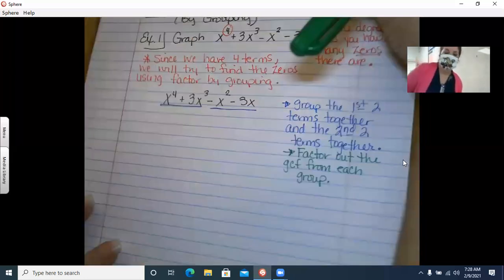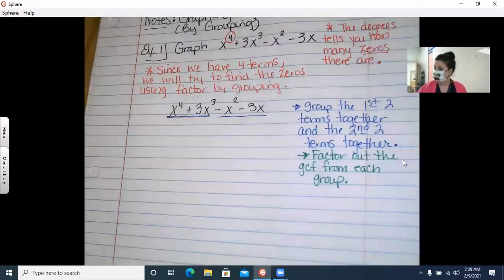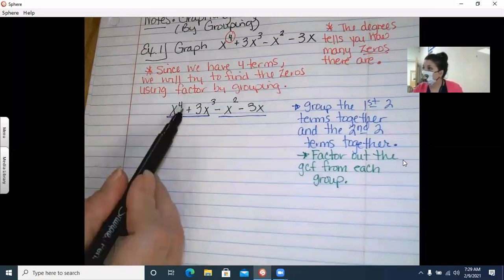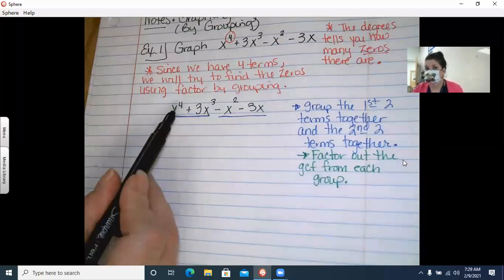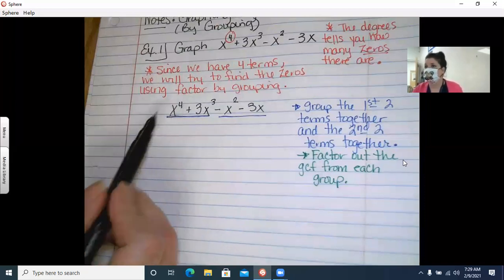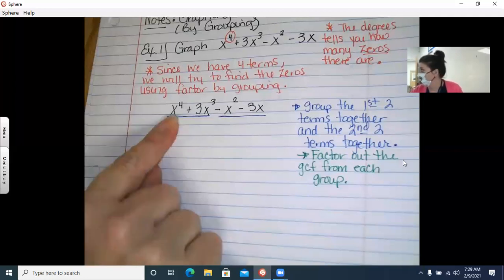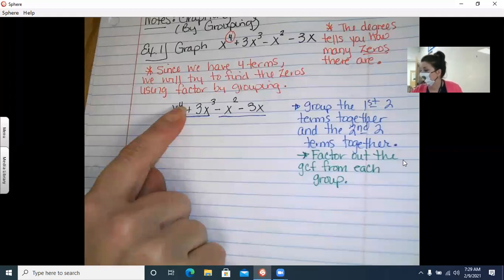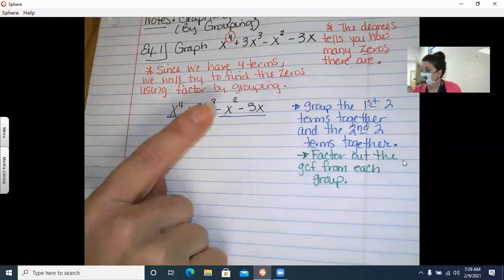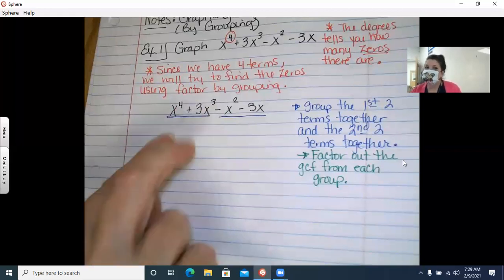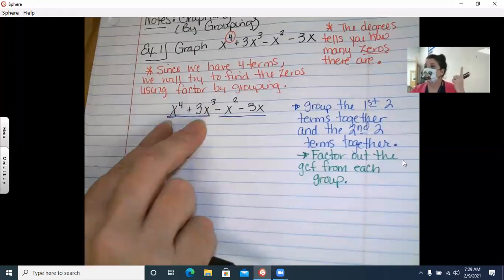So in my first group, look at your coefficients first. The first term has a coefficient of 1. The second term has a coefficient of 3. What would the greatest common factor be of 1 and 3? Just 1, right? But variables can also be part of the greatest common factor. So your first term has 4 x's, because you look at your exponent. There's 4 of them. X times x times x times x. Your second term has 3 x's, because x's exponent is 3.